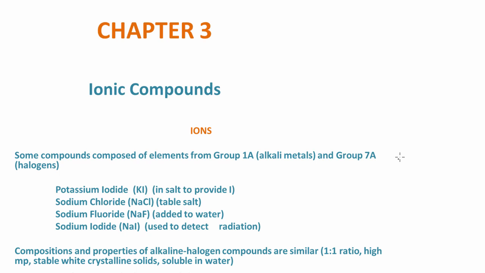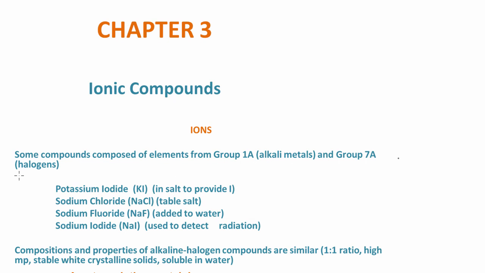Some compounds that are composed of alkali metals and halogens will form these salts. Here we have potassium iodide, which is added to table salt to provide iodine. Sodium chloride, we're all familiar with that. Of course, it's table salt. Sodium fluoride is added to water so that we have fluoride ions, and sodium iodide is used to detect radiation.